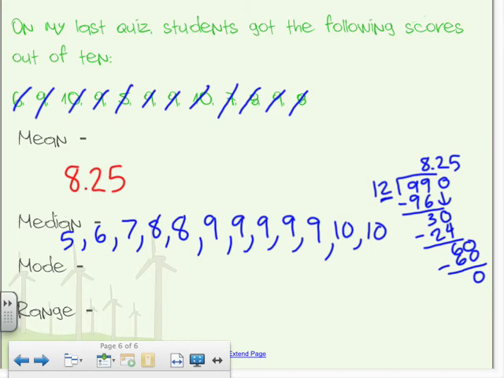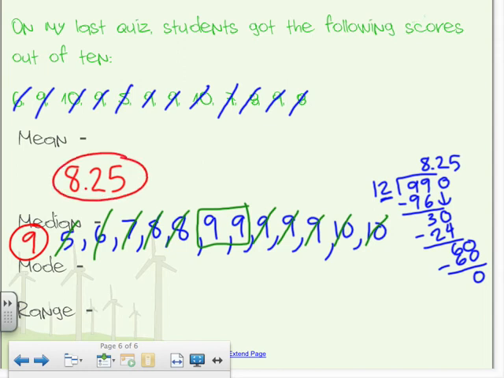All right, so I have 12 numbers. I'm going to start crossing out the lowest one and the highest one. Lowest one, highest, lowest, highest, lowest, highest, lowest, highest. And I have 2 in the middle, but it's a little easier than last time we had 2 in the middle because they're the same thing. So that means our median in this case is 9. Okay? So we have a median of 9 and a mean of 8.25.